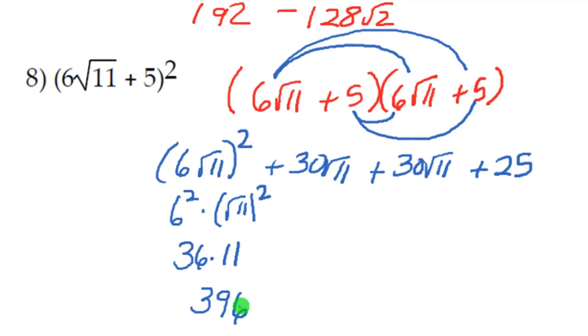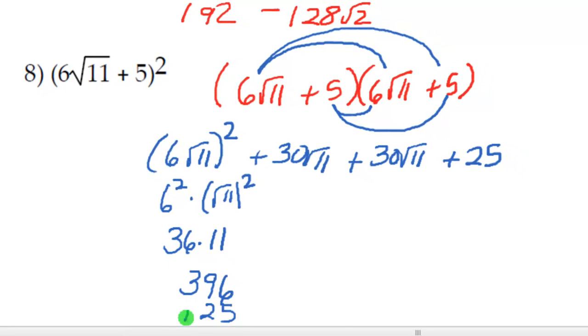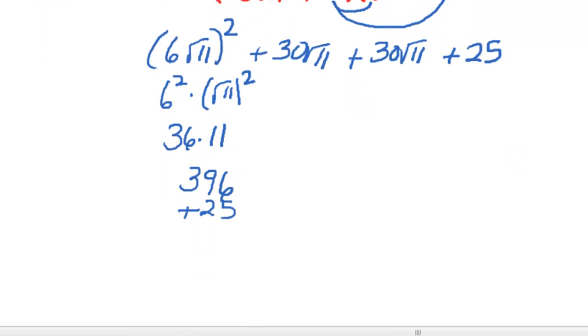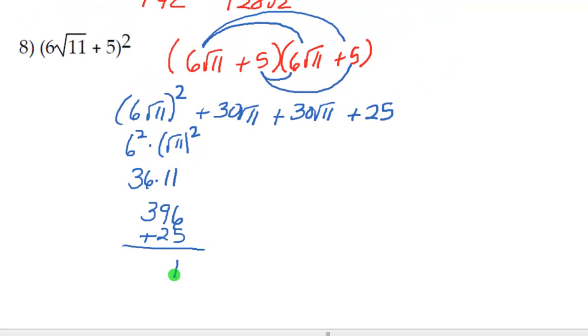And then plus this 25, because those are like terms. So we're going to add those two, which gives us 421. And then you have these two terms, which remember you add the 30s, but you keep the square root of 11. So plus 60 square root of 11.